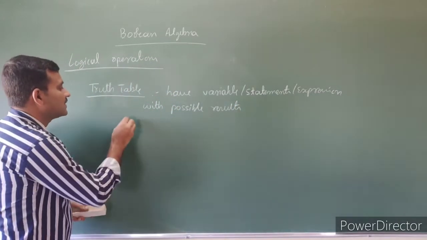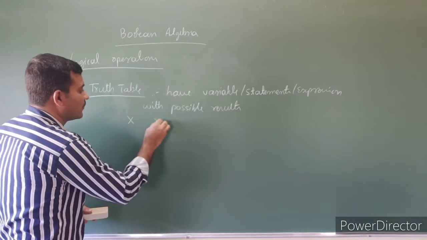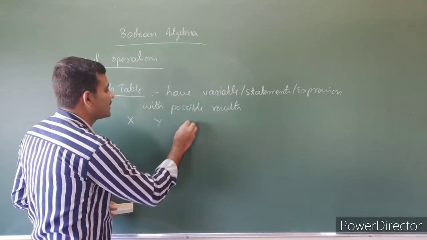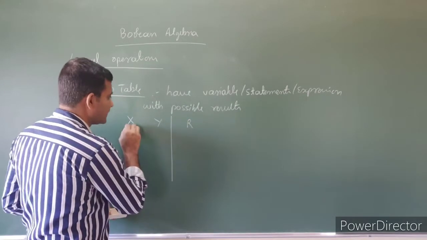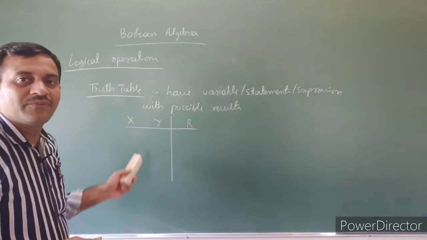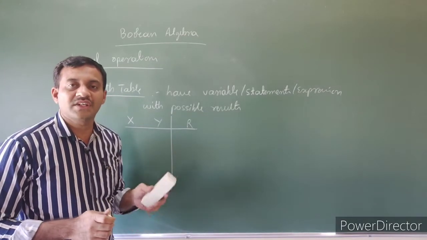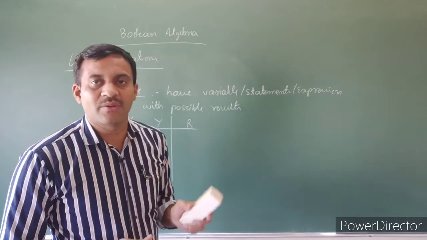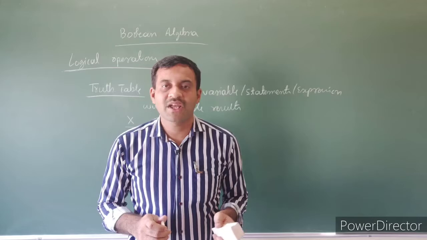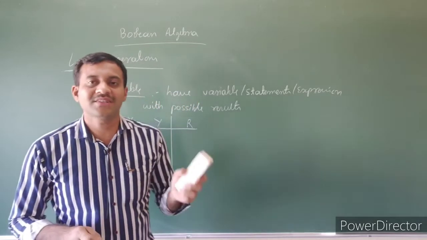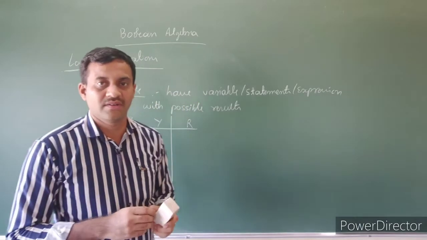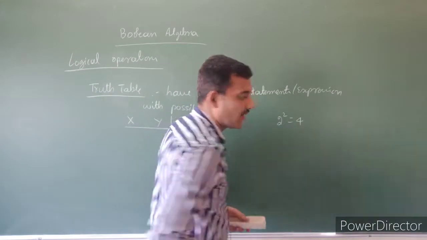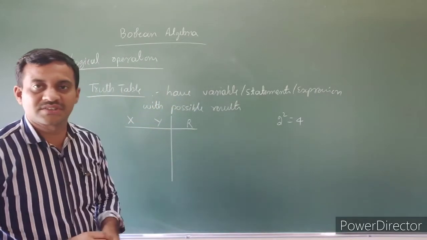See here, there are two variables x, y, or two logical statements x and y. Then the result is r. If there are two variables or two logical statements, every variable or every logical statement has a unique value, that is either 0 or 1. Then two variables means 2 raised to 2, 4 possible value combinations.